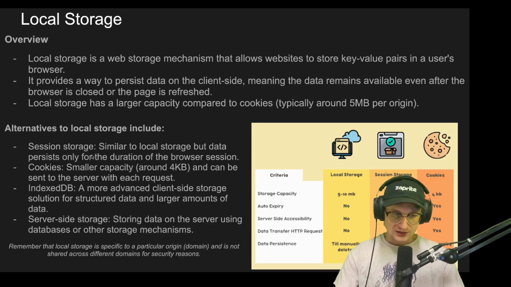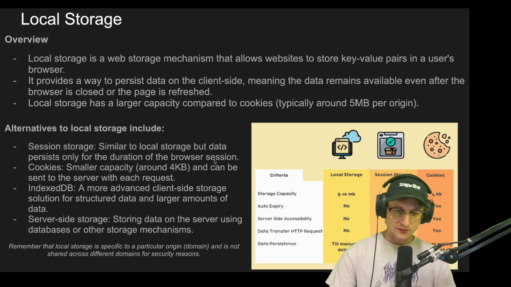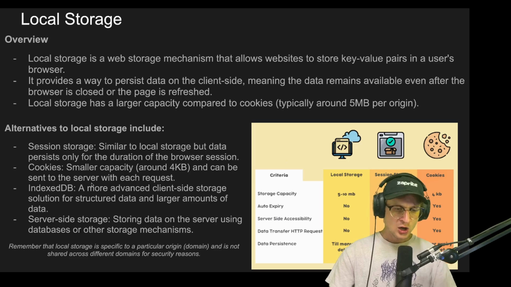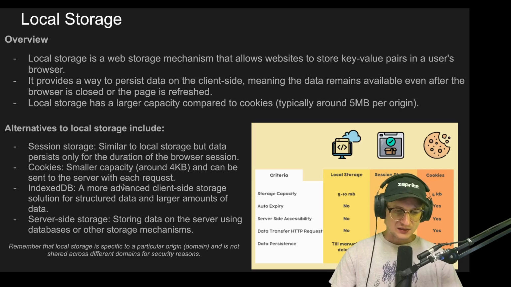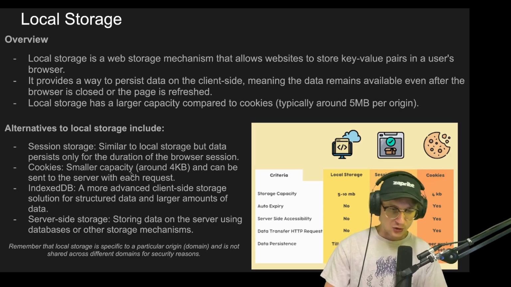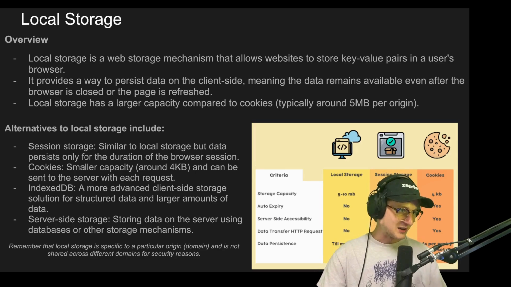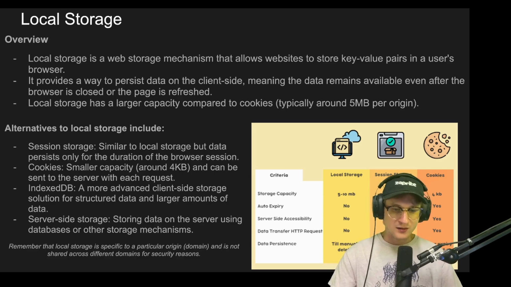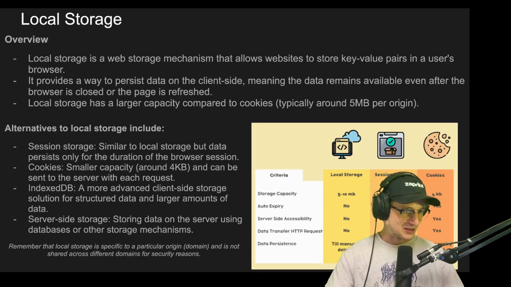Alternatives to local storage: session storage is similar to local storage, but data persists only for the duration of the browser session. Cookies are smaller capacity, only around 4 kilobytes, and they can be sent to the server with each request. And cookies are how people track you a lot of times. They leave a cookie in your persistent storage, and they're able to tell that, oh, I interacted with this person this one time, and I gave them this unique cookie.